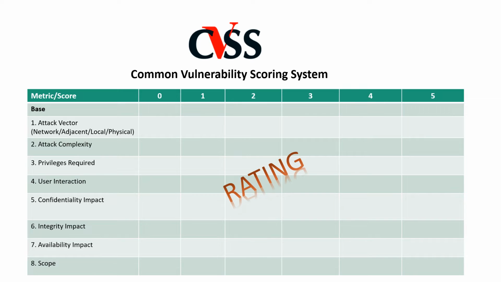Adjacent means the attack or exploit on the vulnerability is only possible from the same network. Local means the attack is only possible if the attacker has the read or write or execute privilege in the system. And physical means the attack is only possible if the attacker physically touch or manipulate the system.